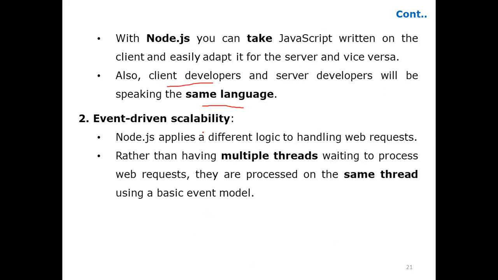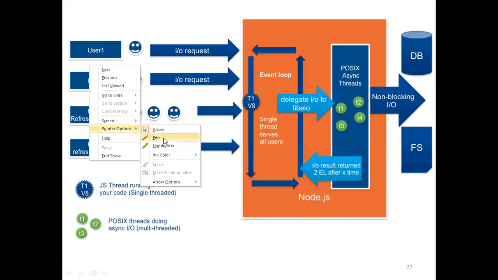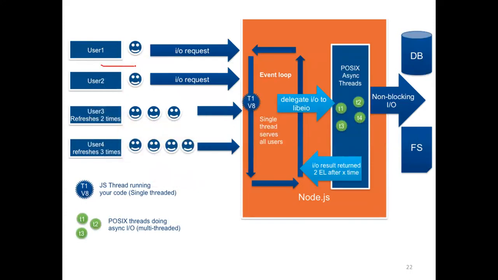Whenever any event is triggered, to handle that event we normally require multiple threads without Node.js. Node.js requires only a single thread. I'll show you with an example. See in the figure, it is showing different users accessing different requests. User 1, user 2, user 3 are refreshing the page 2 times. User 4 is refreshing 3 times. Different requests are coming.